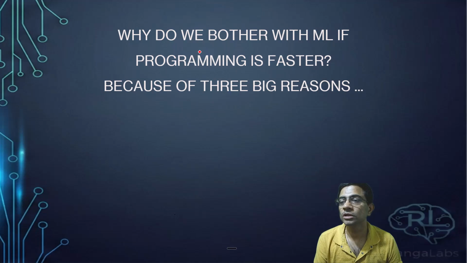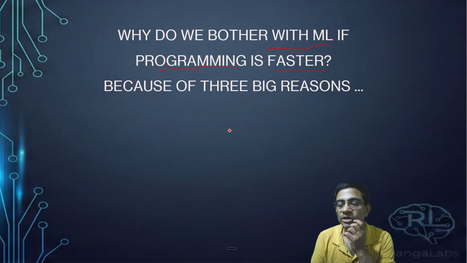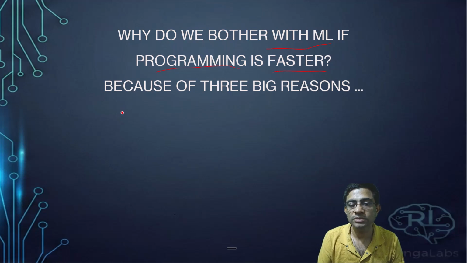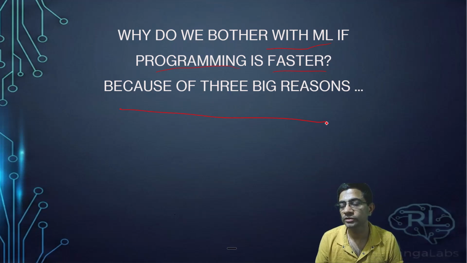Why do we bother with machine learning if programming is faster? Why is programming faster? Because programming is very linear kind of thing. This is supposed to be a straight line. So basically, programming is like a straight line.